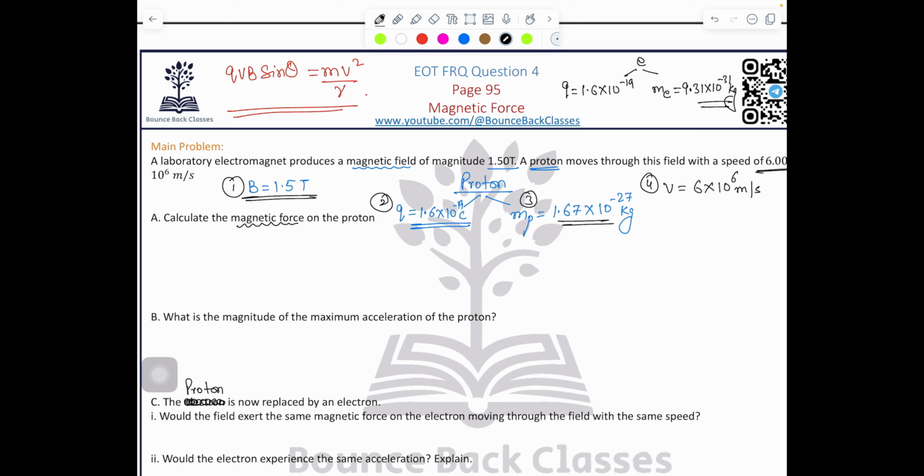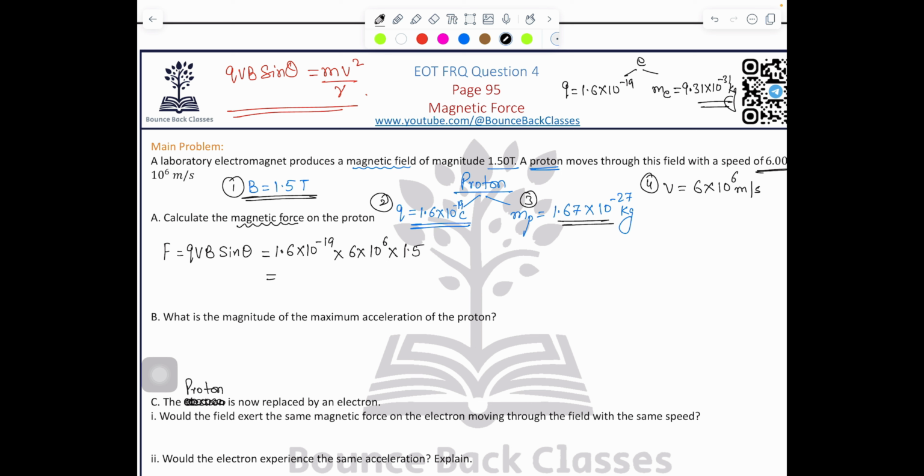What is the formula of force? F is equal to QVB sine of theta. If the angle is not given, no need to use that. So Q is 1.6 times 10 raised to power negative 19. V, velocity, is 6 multiplied by 10 raised to power 6. B is 1.5. And if theta is not given, leave it.